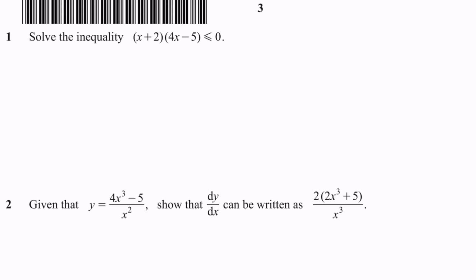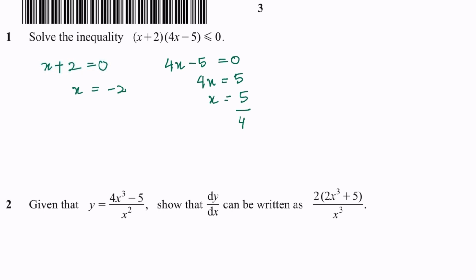Critical value, whenever we have an inequality like this, we want to make it equal to 0. Why is this important? Because that is where the sign of the product can be changed. Now, for x plus 2, we will make it equal to 0. So my x will be negative 2. For 4x minus 5, let's make it equal to 0. My 4x will be 5. My x will be 5 over 4.